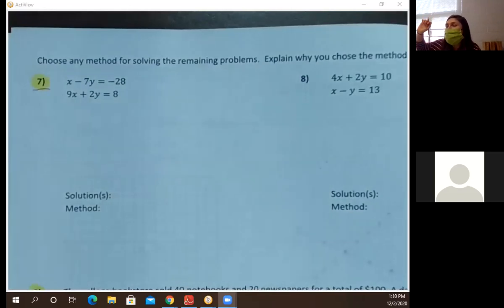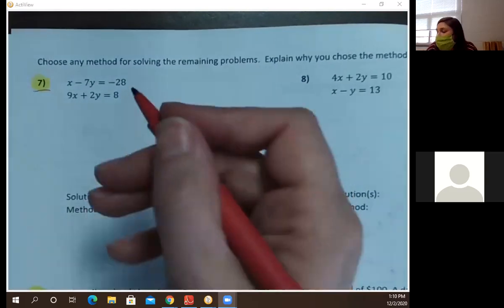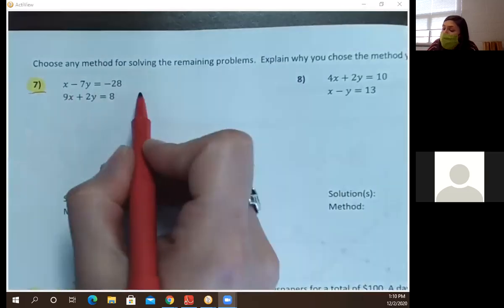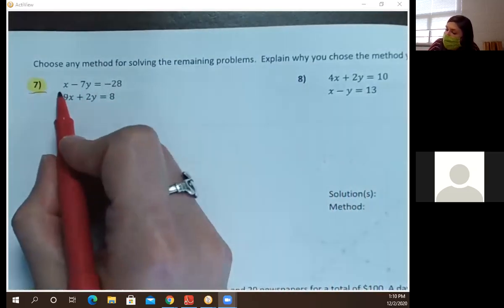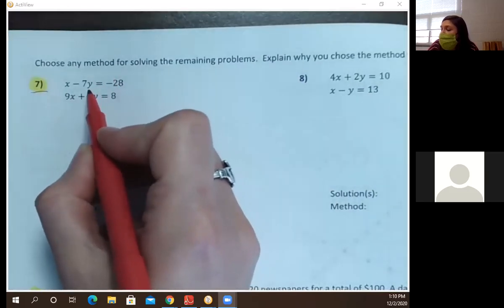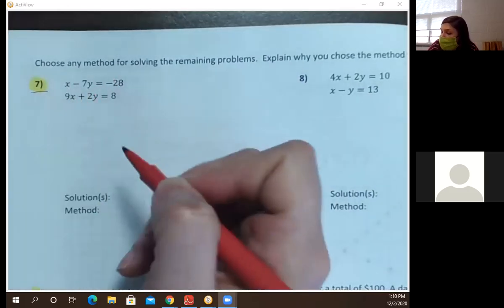Not big fans of elimination, that's okay. Yeah, I would probably use substitution for this one as well. You could just as easily use elimination. You have to multiply the top equation probably by -9. If you wanted to eliminate the y's, you'd have to multiply both equations.